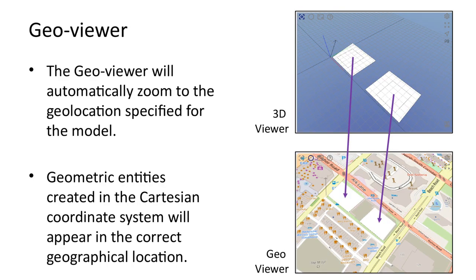Once the geolocation has been set, the Geo Viewer will automatically center on that location. Any entities created in the Cartesian coordinate system will be automatically mapped to their correct geospatial location.